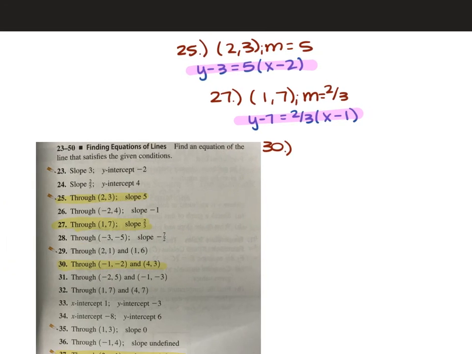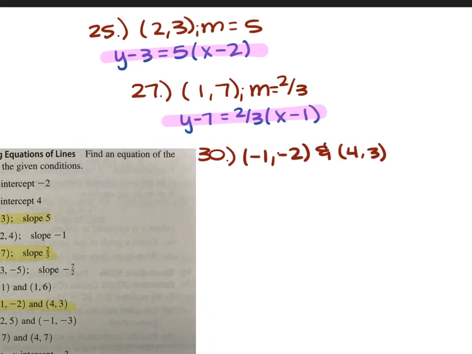For 30, we go through -1, -2, as well as 4, 3. So this one does not give us our slope. We have to find our slope. So we're just going to do y2 minus y1 over x2 minus x1. So 3 minus -2 over 4 minus -1. Those two negatives will turn into positives. So this is going to give us 5 over 5, which is just 1.